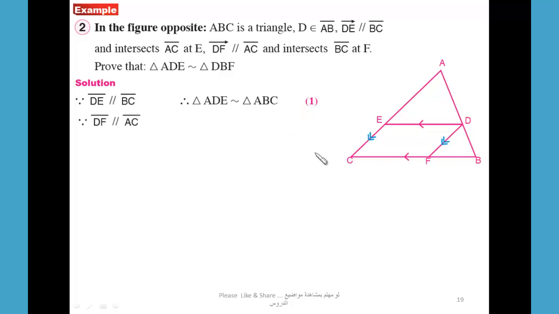Again, with respect to DF. DF is parallel to AC, given. Then triangle DBF is similar to triangle ABC, the big one. Then we have triangle ADE is similar to ABC, and ABC is similar to DBF. Then we can deduce that triangle ADE is similar to triangle DBF here, and this is required.